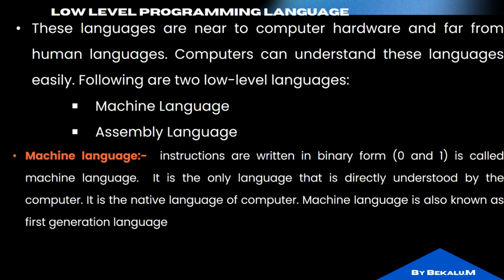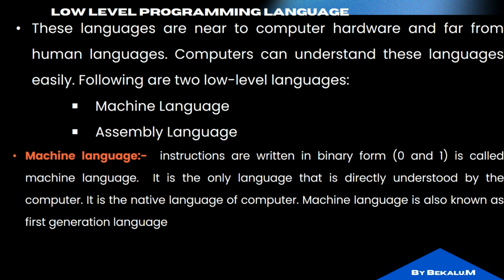So let's see the low-level programming language. These languages are near to computer hardware and they are far from human language. Computer can understand these languages easily as compared to the high-level programming language. Machine language and assembly language are in this category. So let's see the machine language.